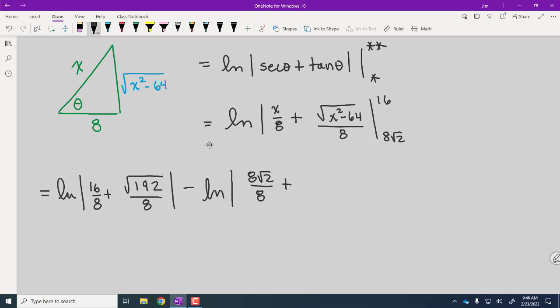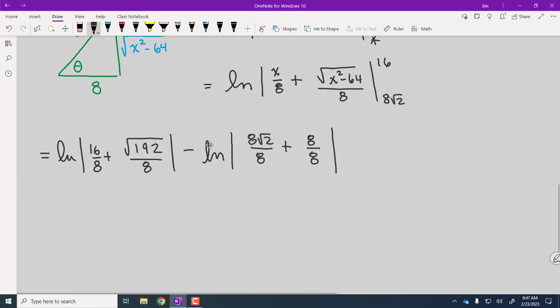Now we have to square 8 root 2. So if we're squaring 8 root 2, we square the 8 and get 64. We square the root 2 and get 2. So we're going to have 128. 128 minus 64 is 64. Square root of 64 is 8. So we're going to end up with 8 over 8. And this should remind us of a really important log property.